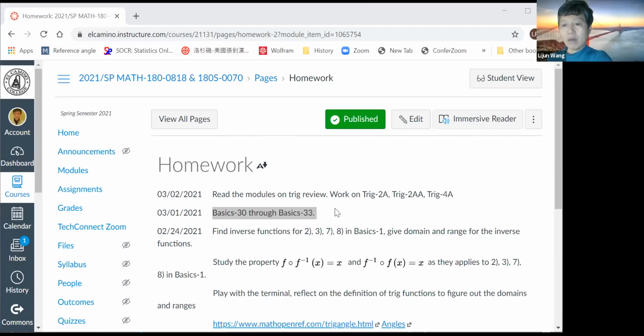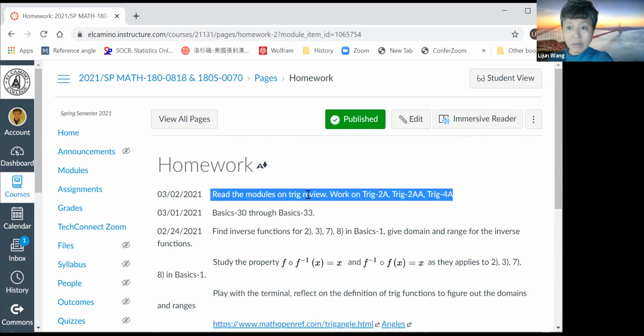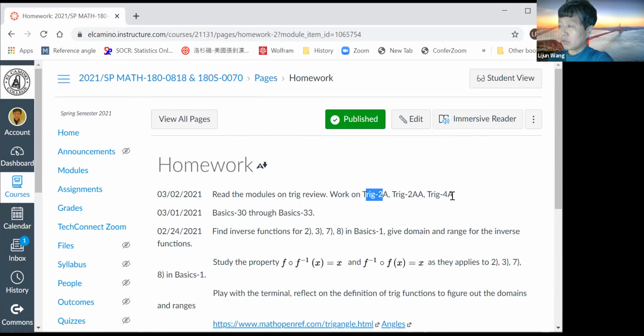Okay, let me share that screen with you again. Please, because during my office hour, there's only one student asking about these exercises. Only one student. Where's everybody else, right? Yesterday I gave you the homework. I sent everybody an email, so please do the homework: Trick 2A, Trick 2AA, and Trick 4A. These are the work which is the extension of the lecture we do. They're absolutely important to do.